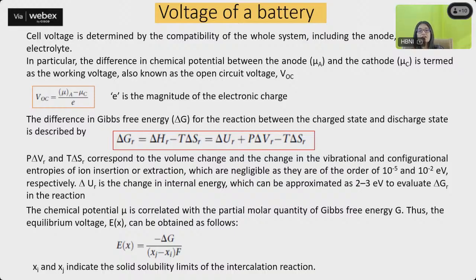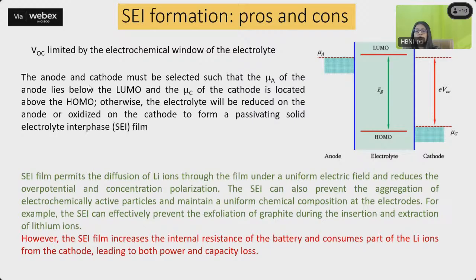If I take a cathode which has a very high potential and an anode which has a low potential, and if I can increase the chemical potential of the cathode, I should be able to get a very high voltage, and so my energy density is going to increase. But realistically, that is not possible. Why? Because there is something known as the electrolyte, which is sitting between the anode and the cathode, and it has a very important role to play.